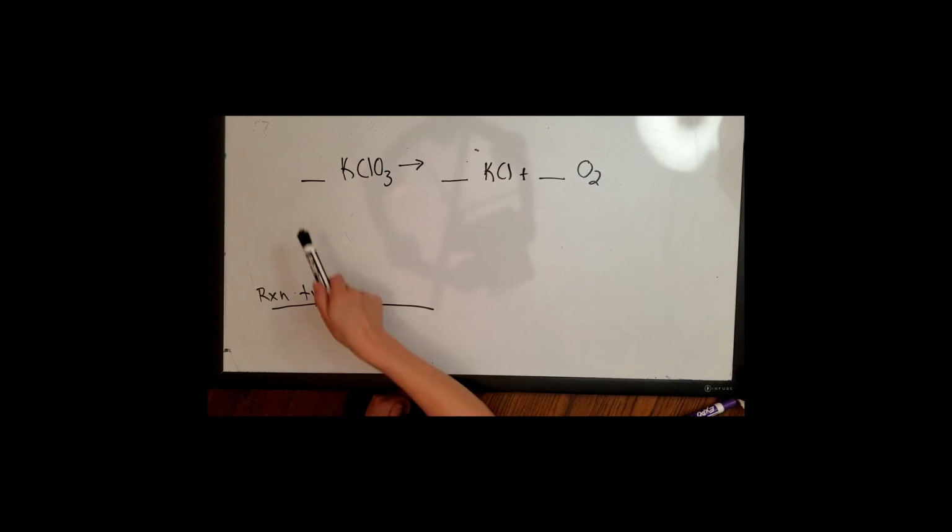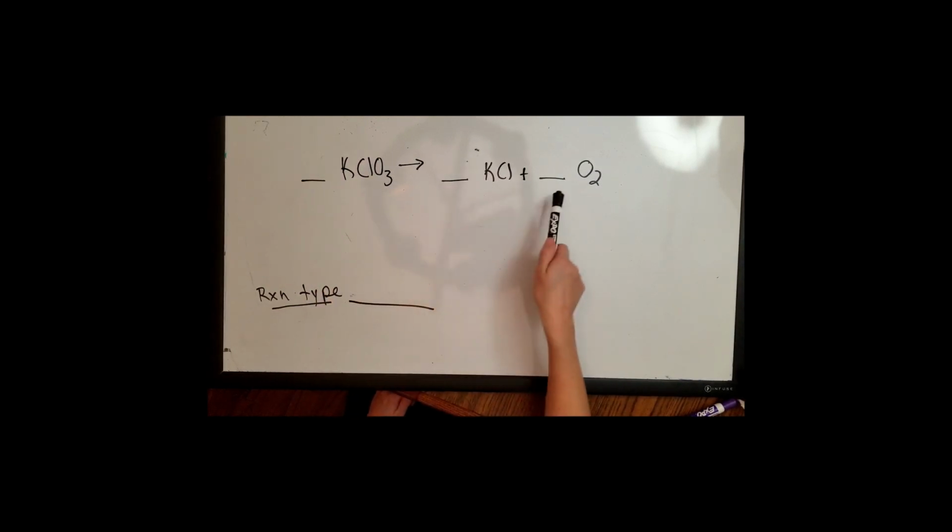We are then going to balance by putting coefficients in these spaces. And then we'll move on to some more difficult problems where we're predicting products. So let's start with what type of reaction is this? What is our reaction type?